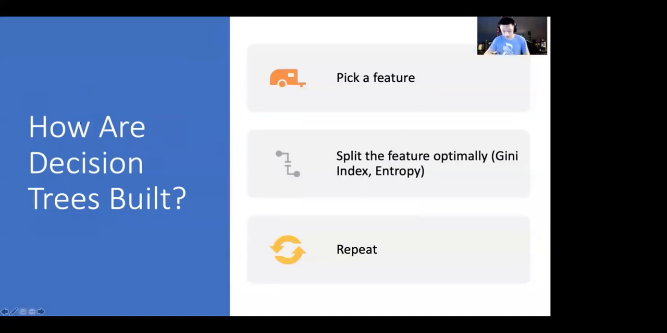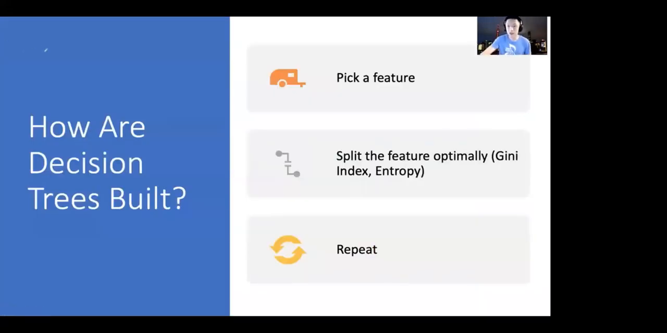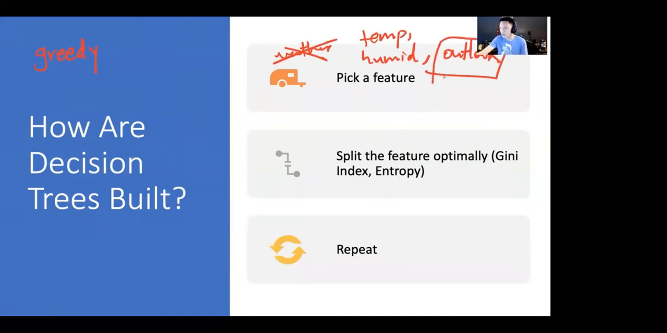This is a term that you'll probably learn when you study algorithms, maybe. It's called greedy. And it makes a lot of sense that it's called greedy because you always choose the optimal thing at that step. So basically, the process is you pick a feature. In this case, we might pick temperature, not weather. We might pick temp. We might pick humid. You might pick outlook, which is whether it's cloudy, sunny, or whatever. We pick one of these features. Say we pick the outlook. And then we split the feature optimally based on some equation.